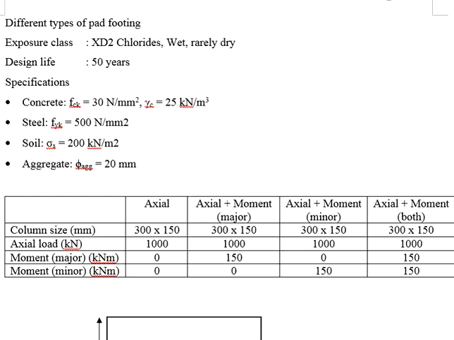Hi, so far we have covered quite a number of examples related to the design of columns. Now we're going to talk about the foundations. As you know, there are two main types of foundations: the pad footing and pile foundations.